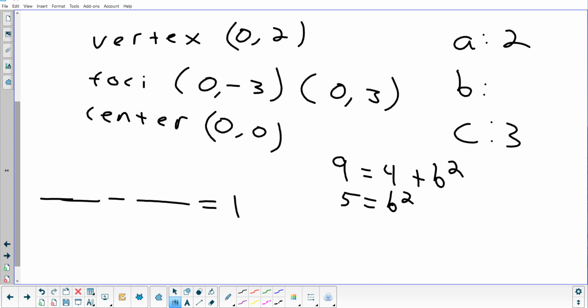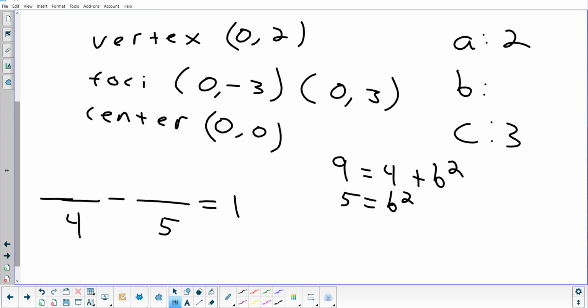All right, so we got the minus. Let's see, what letter is going to go as my first denominator? Yep. A squared. Second denominator? B squared. Now we just have to figure out which way we want the transverse axis to go.